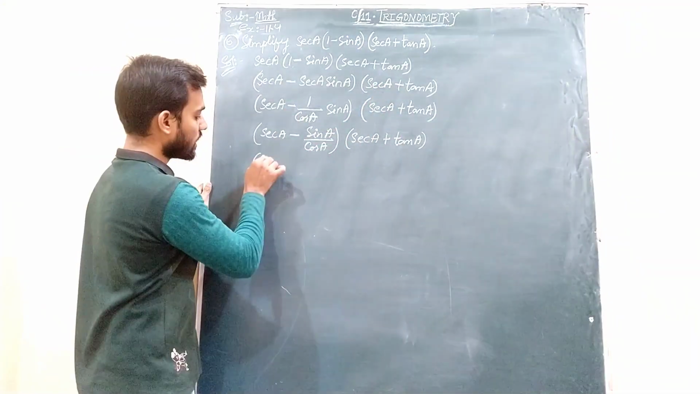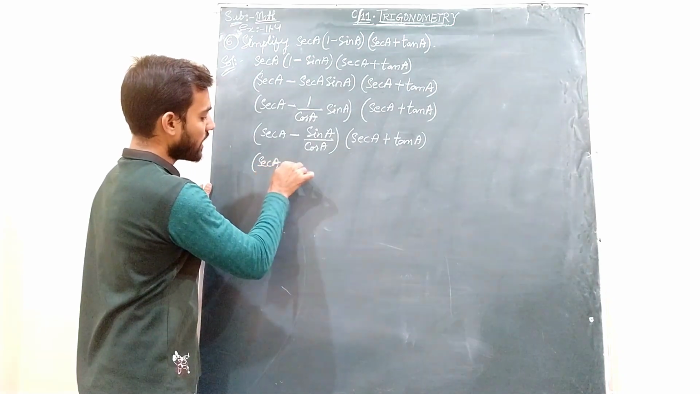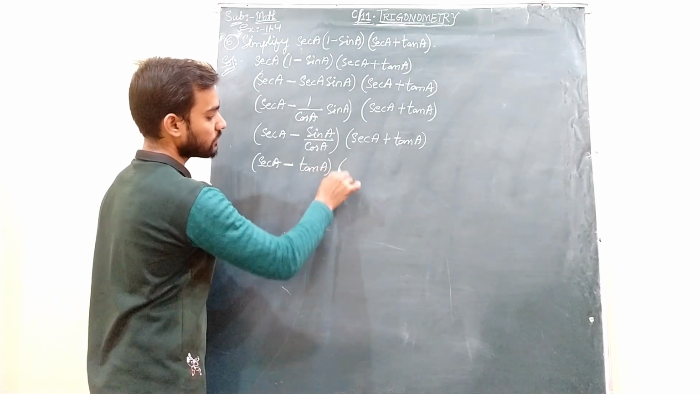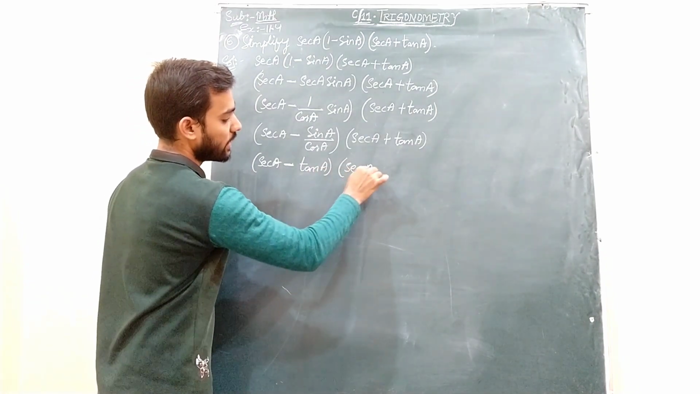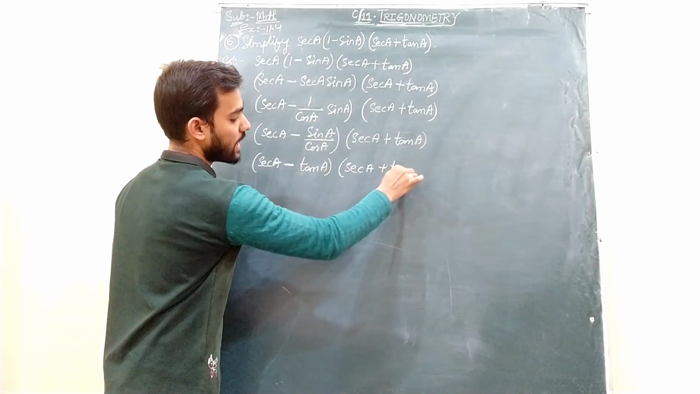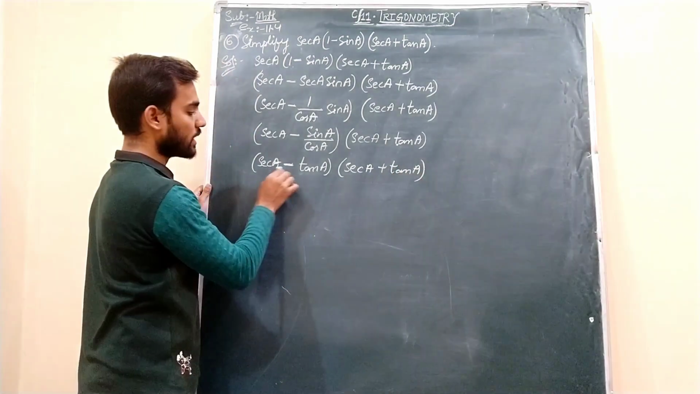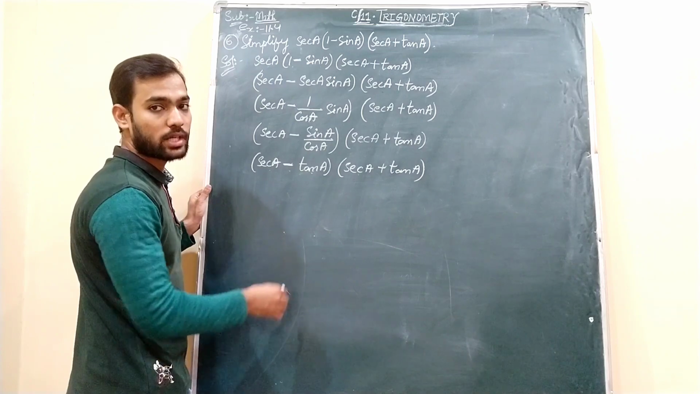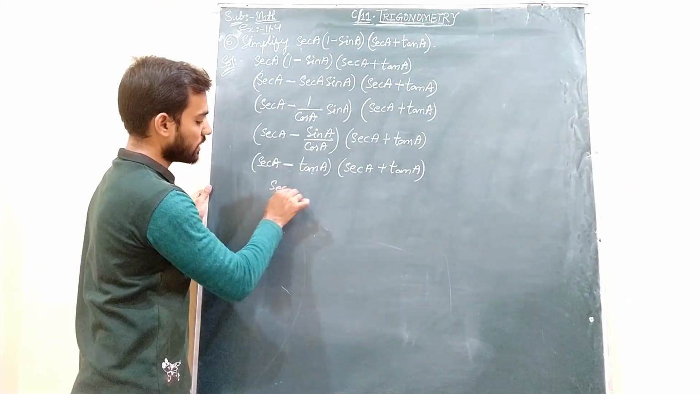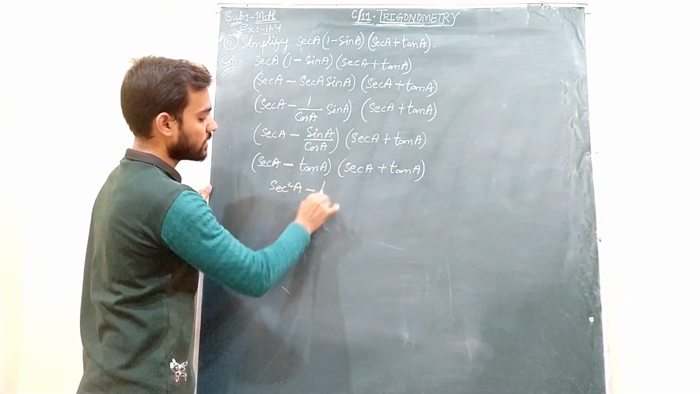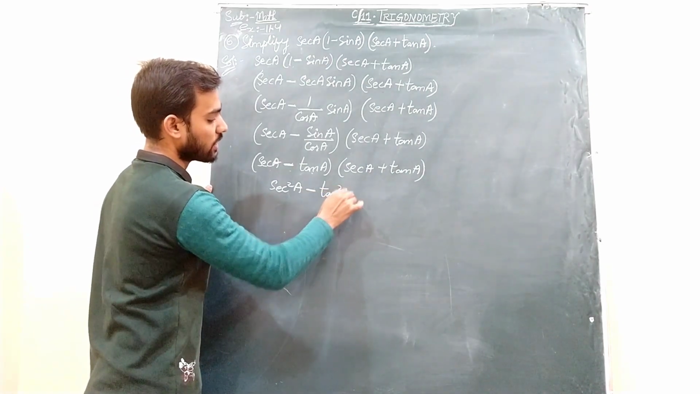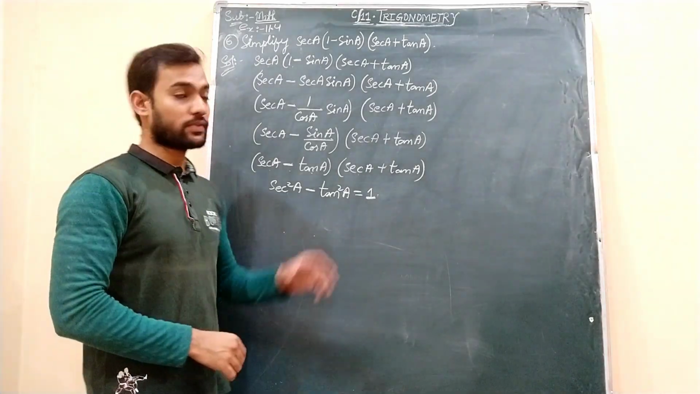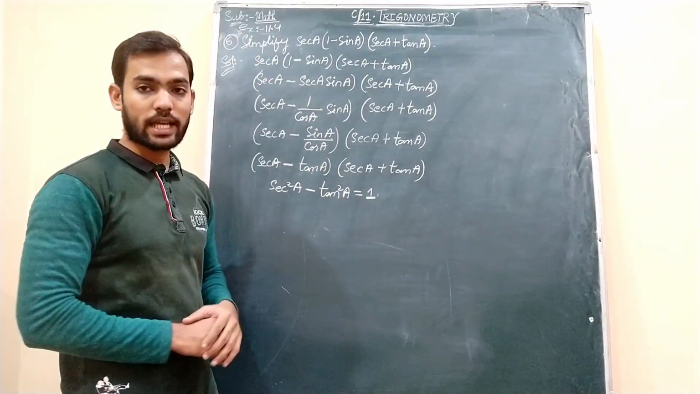Okay. In next step, secant A minus sin A by cos A is tan A. Okay, and this is secant A plus tan A. So it is like A minus B into A plus B. So A minus B into A plus B is nothing but A square minus B square. So we will get secant square A minus tan square A, which is nothing but 1. Okay students. So after simplifying this expression, we got it as 1.